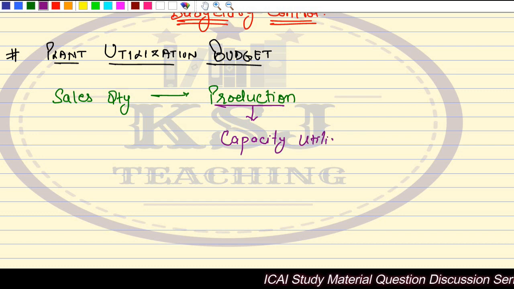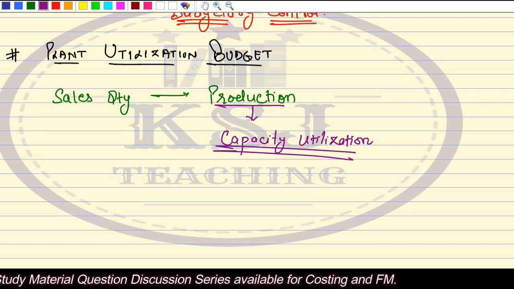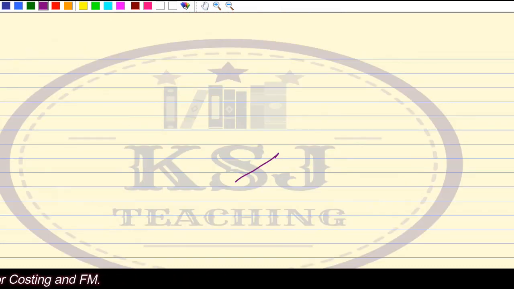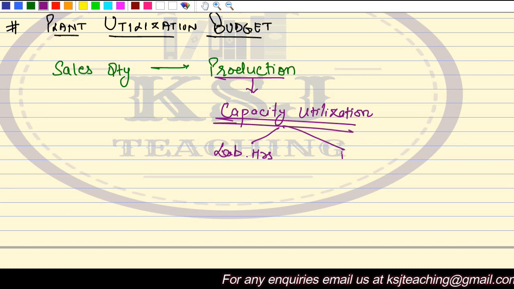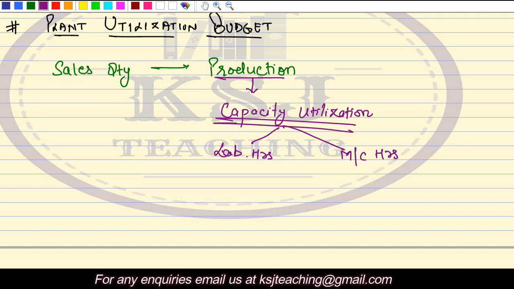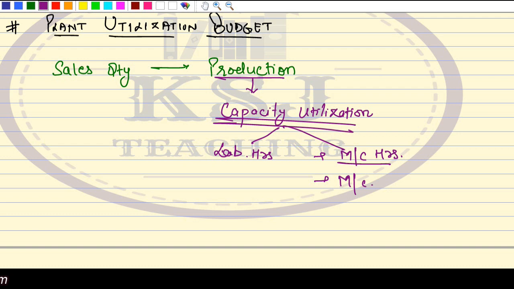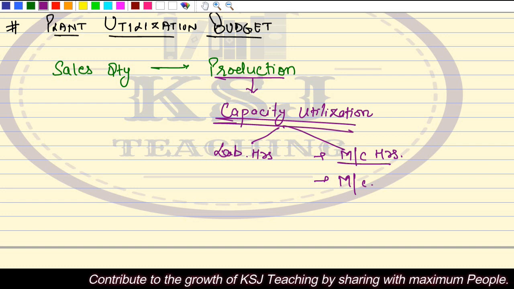Capacity utilization means that to produce the number of units that we have decided in the production budget, what is the number of labor hours that will be required, right? What is the number of machine hours that will be required, isn't it? How many machines will be required? So what will be the plant capacity that we are going to utilize to produce the number of units that we have decided in the production budget?